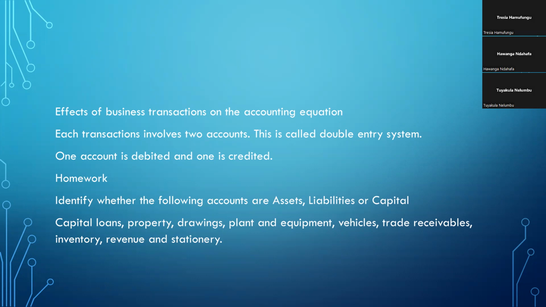Before we end, I'll give the homework, which is to identify whether the following accounts are assets, liabilities, or capital. We have capital, loans, property, drawings, plant and equipment, vehicles, trade receivables, inventory, revenue, and stationery. So we have to identify whether they are assets, liabilities, or capital, which is owner's equity.